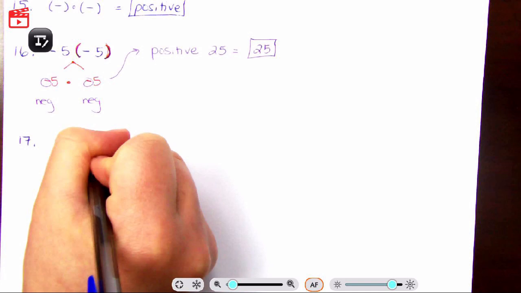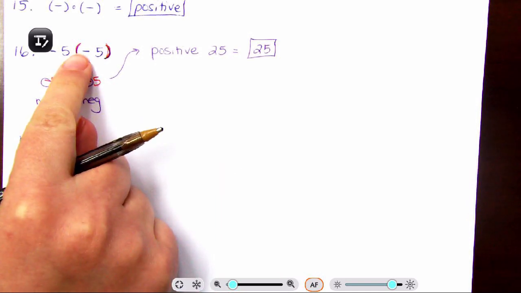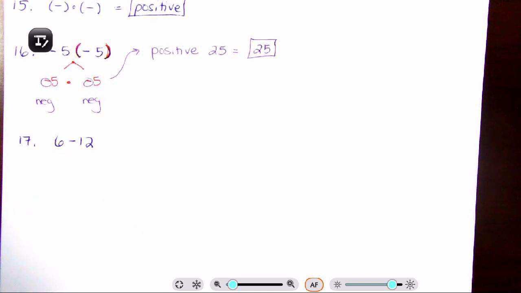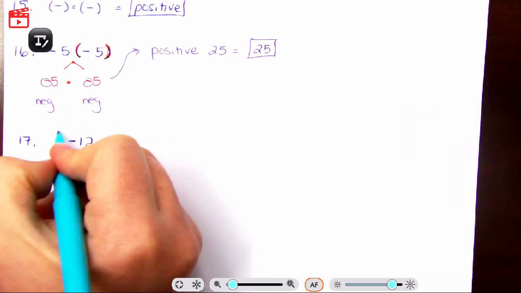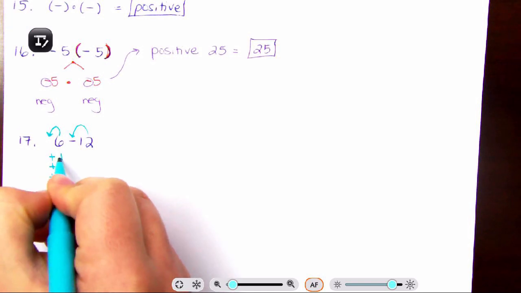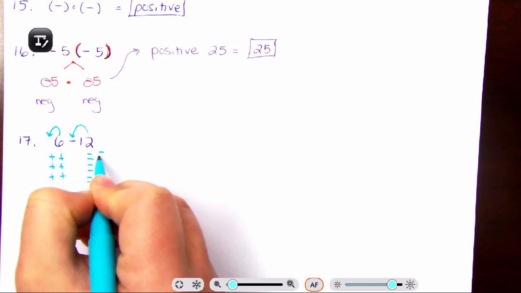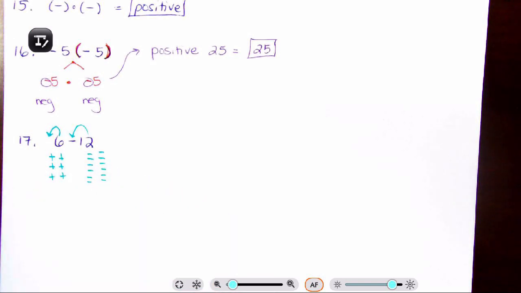6 minus 12. Now notice there are no parentheses on this one. These are parentheses. Parentheses mean multiply. This is no parentheses. So this is what we did originally. We're going to say I have 6 pluses. I have 12 minuses. And then I'm going to have 0 pairs.